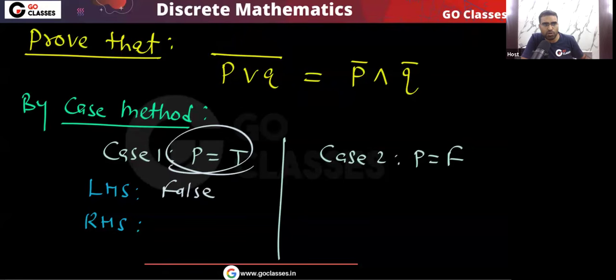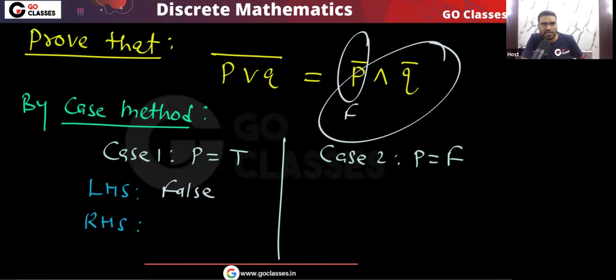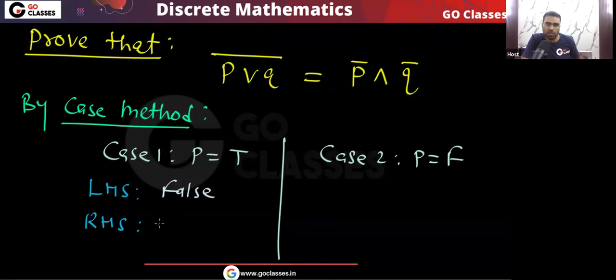When P is true, then what will be RHS? When P is true, then this will be false. False and anything is false. So RHS is also false. So you can notice they are the same, they are equivalent.